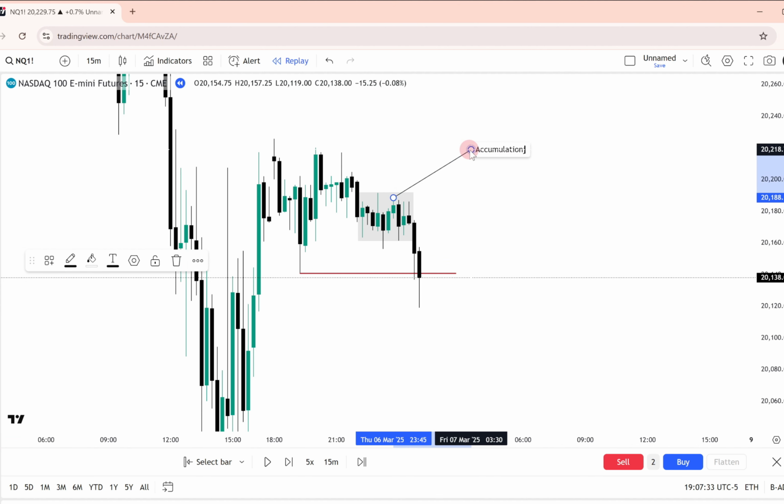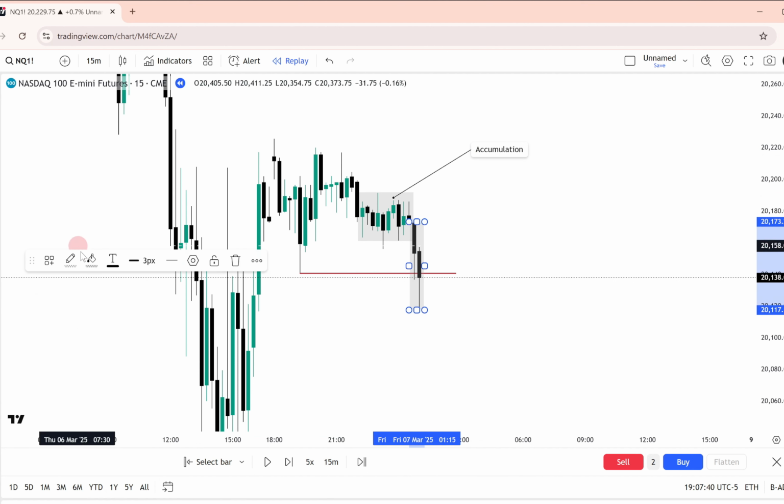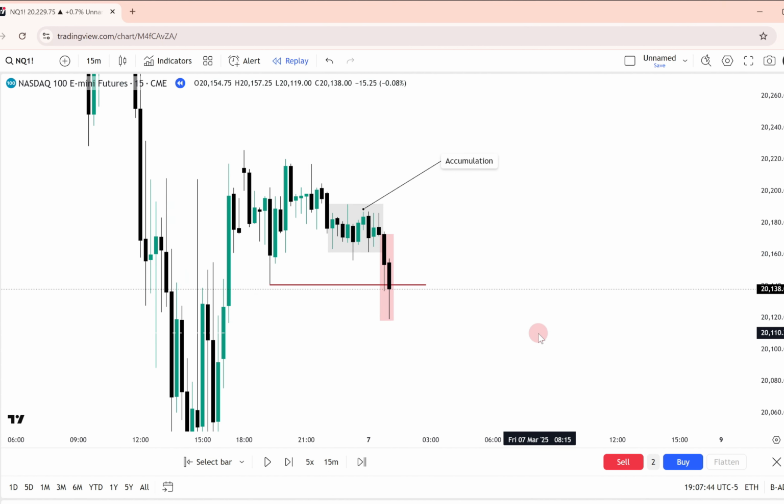Manipulation, how do you spot it? You're just looking for an abrupt move. So that's your accumulation there. Manipulation down, in this case, we manipulate to sweep time-based liquidity, which is fine. And then I'm looking to see if we have some distribution. There's a chance. It doesn't have to happen, but there's a chance.